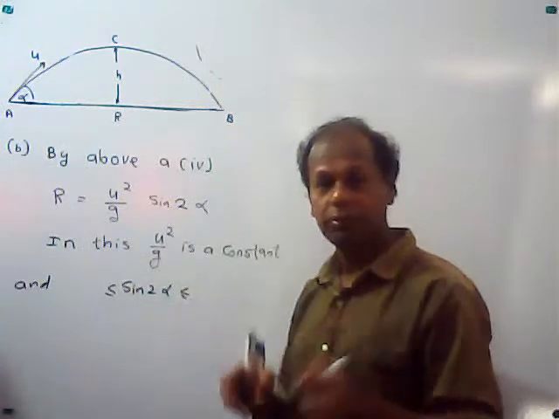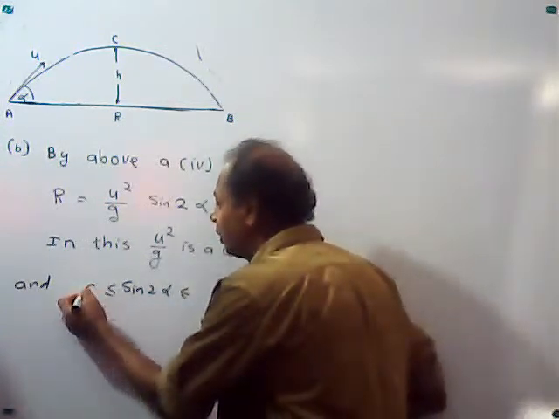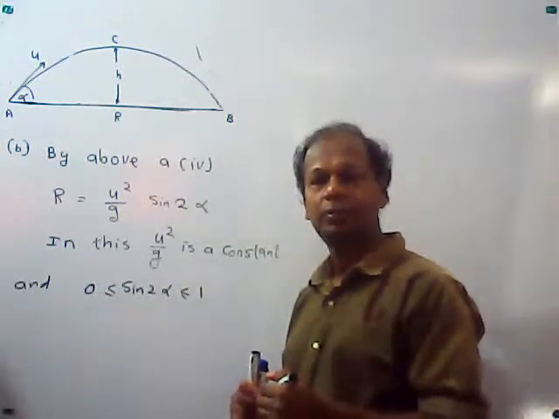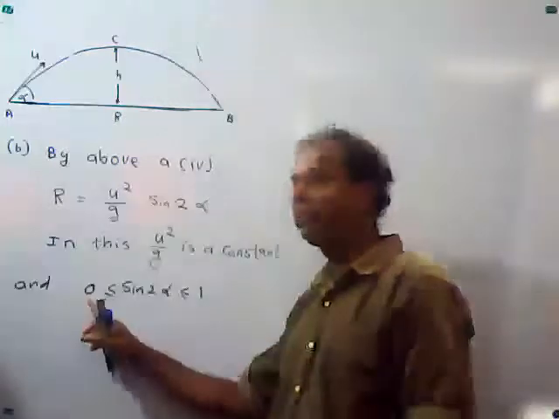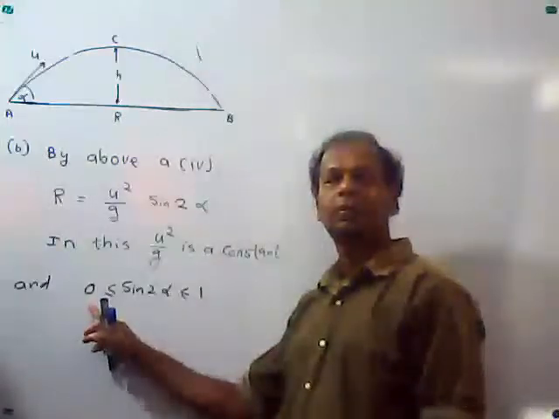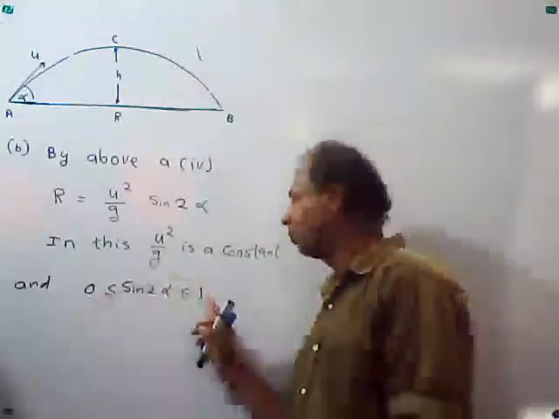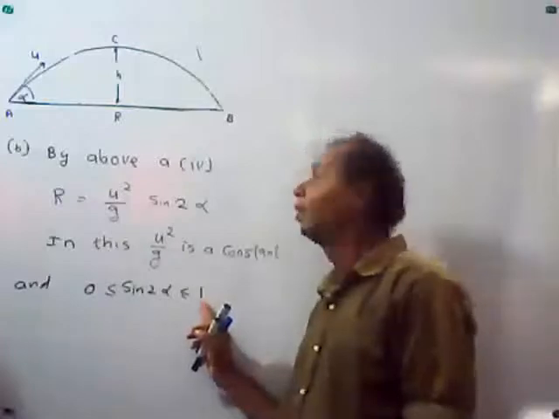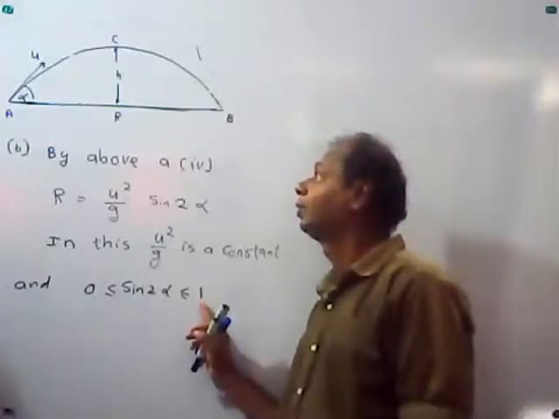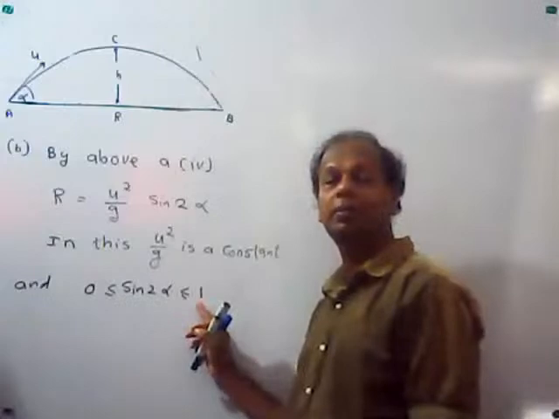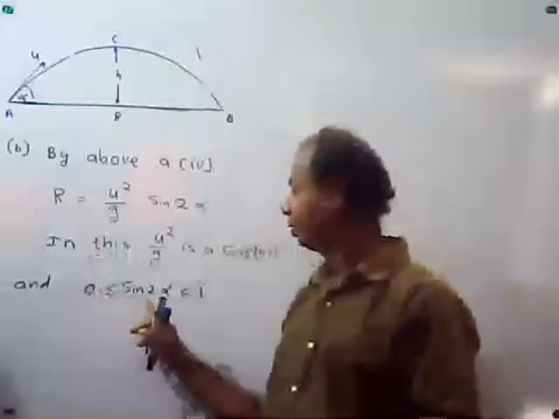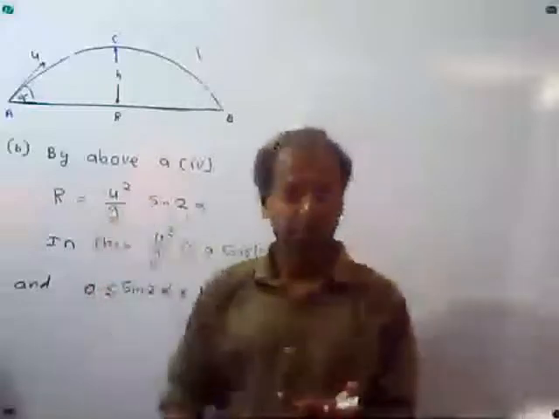Negative values you get in the third or fourth quadrant, so this cannot be negative. It should stay between 0 and 1. The minimum value is given when sine 2 alpha is equal to 0, and the maximum is given when it is 1. The minimum value is when sine 2 alpha is 0. That's R equals 0, the minimum value.